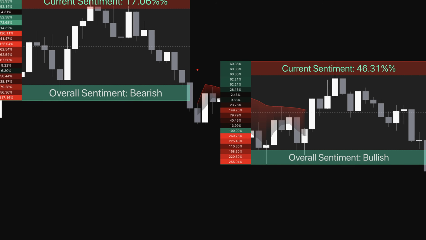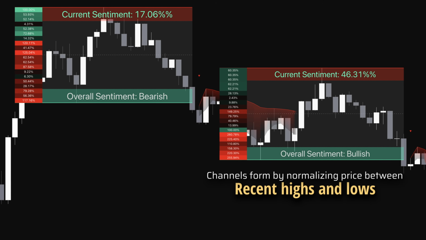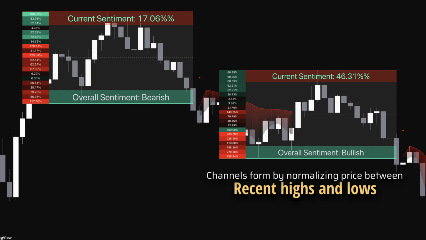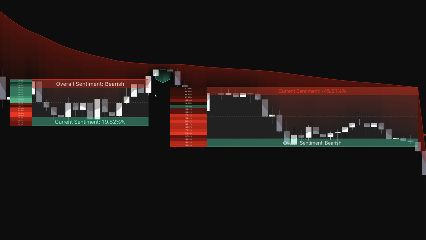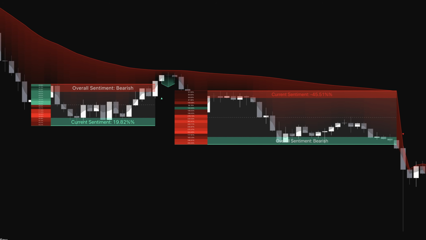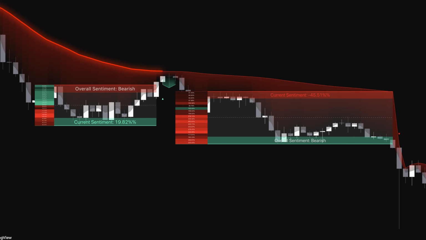The channel formation methodology uses normalized price calculations by scaling close values between highest high and lowest low over a user-defined period, then applies standard deviation analysis. When volatility patterns cross specific thresholds after sustained periods, the system captures the price range with ATR-based buffer zones.